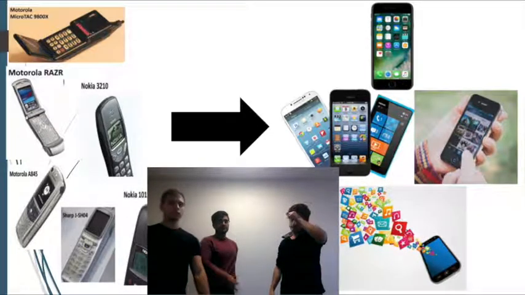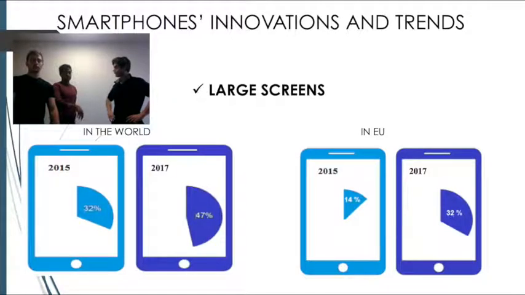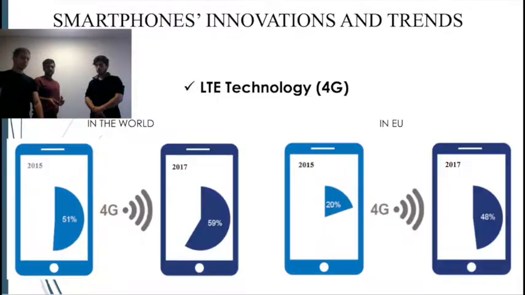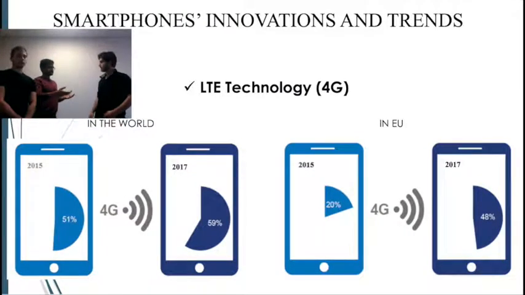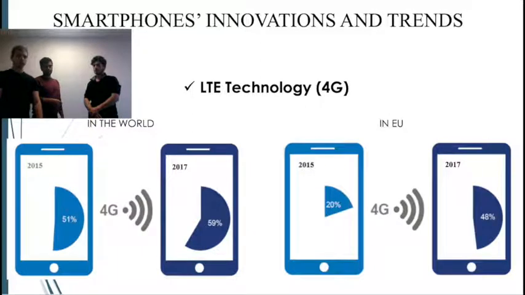And there are so many different trends in the world and in Europe. For example, nowadays European Union people want bigger screens, larger screens for their smartphones. Also, they want the fastest internet. Yes, for example, 4G or 5G.